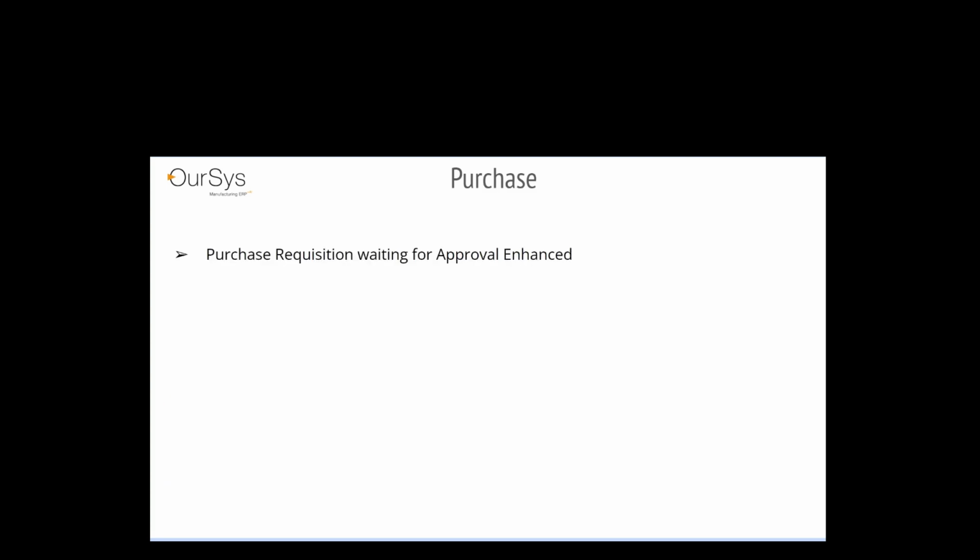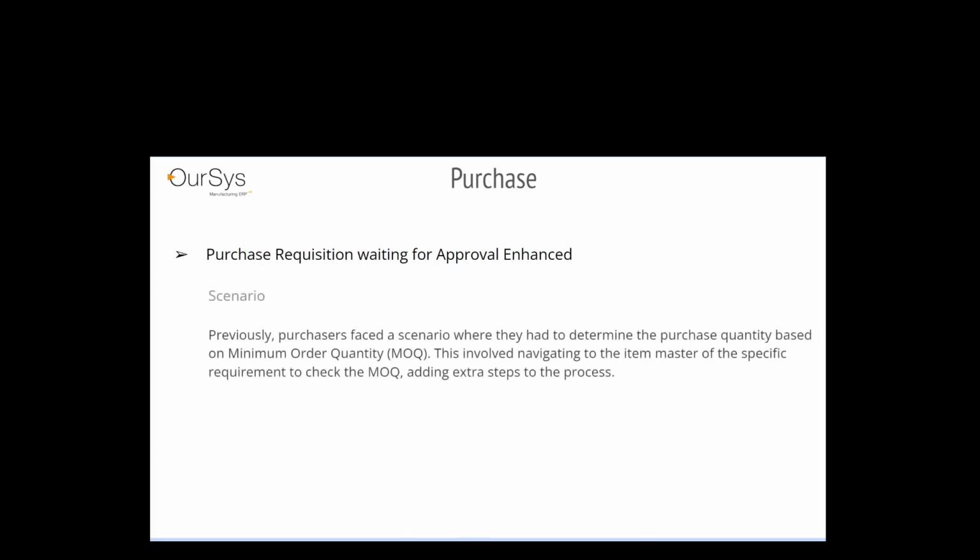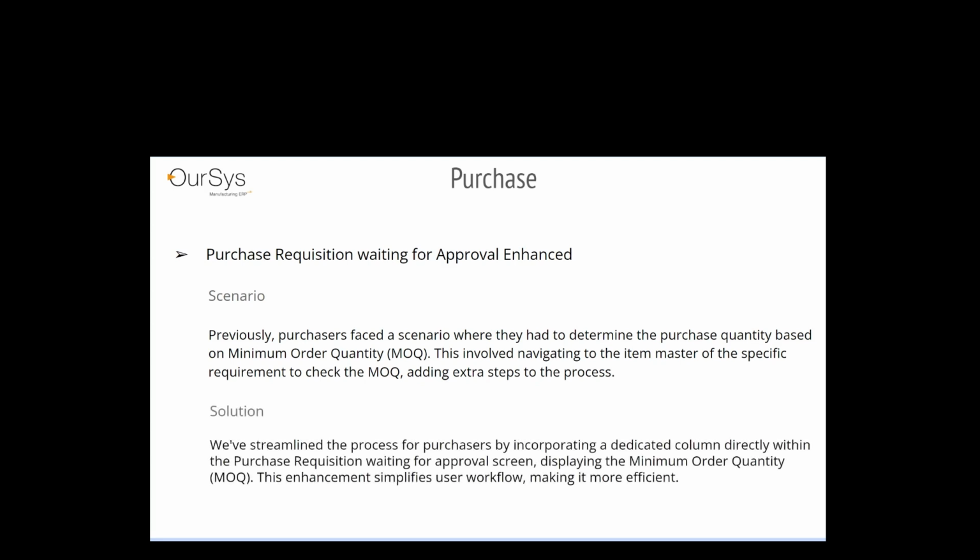Moving to the next provision, purchase requisition waiting for approval enhancement. Before, when the purchaser needed to decide on the purchase quantity based on the minimum order quantity, they had to go to the specific item master and check the minimum order quantity. Now we have added a column in the purchase requisition waiting for approval screen. This will make it easy for the purchaser and simplify their workflow.